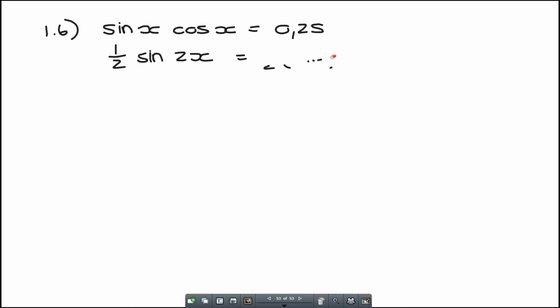Sê gou weer. Ekskuus, ek, ja, vat hom as 'n identiteit. Is dit nie wat ons hier doen nie?